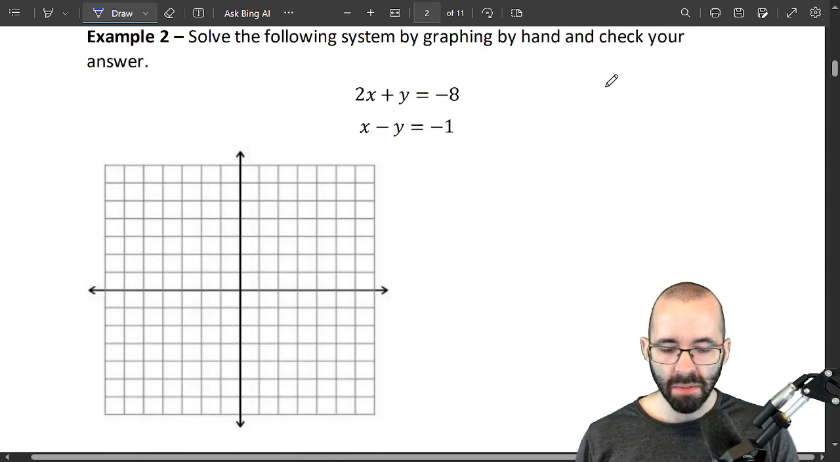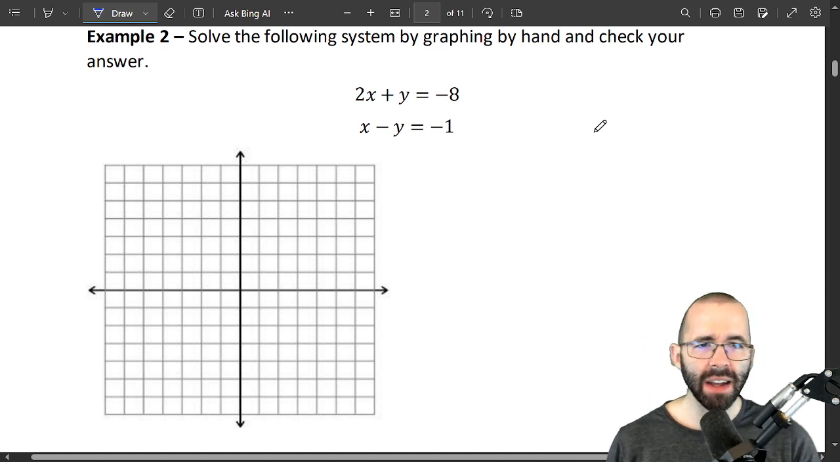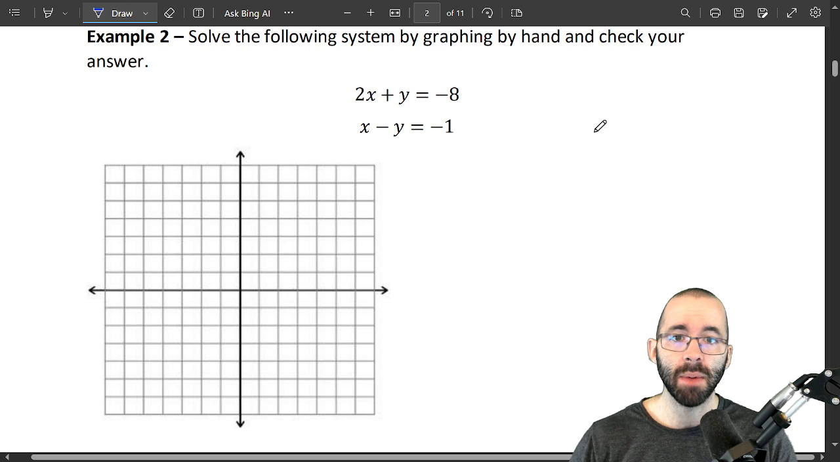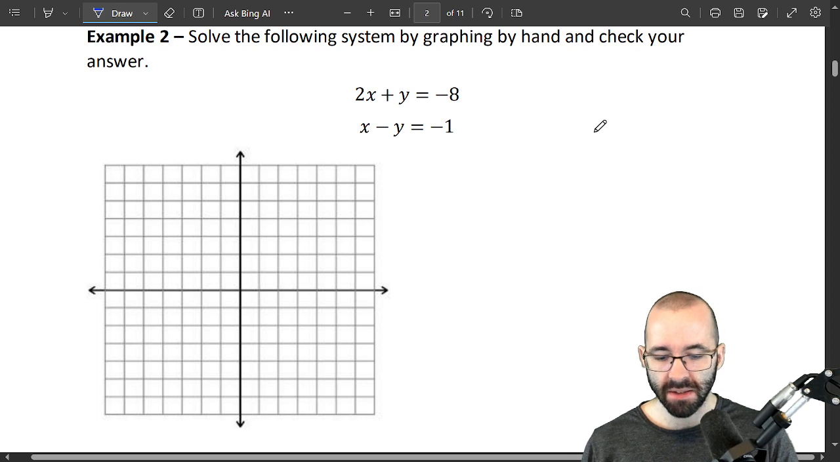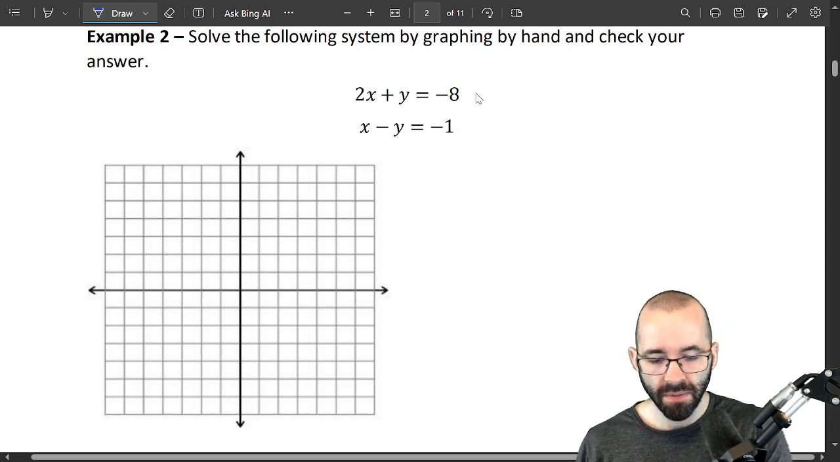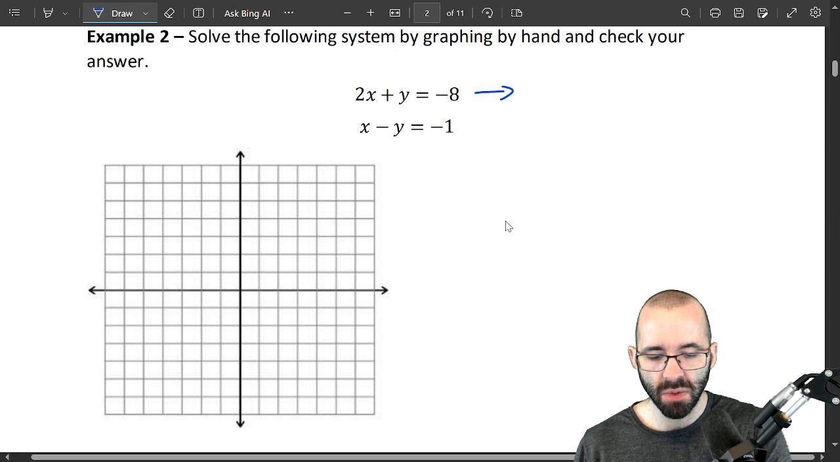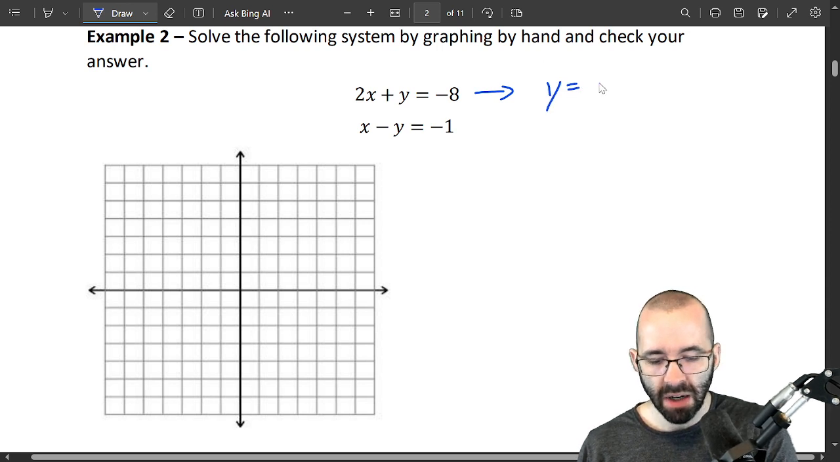Solve the following system by graphing by hand and check your answer. So let's graph these equations by hand. Couple ways of graphing lines. You could plot 2 points, or you could put it in the form y equals b plus mx. Up to you. If we put things in the form y equals b plus mx, we have to subtract 2x from both sides of this first one. If we do that, we're going to get y is equal to negative 8 minus 2x.